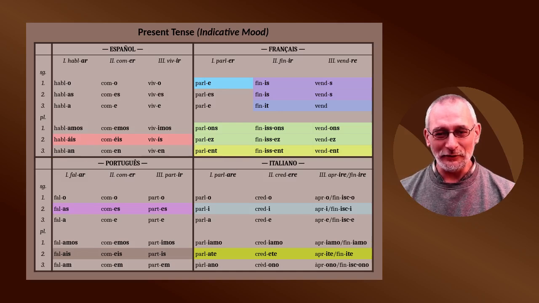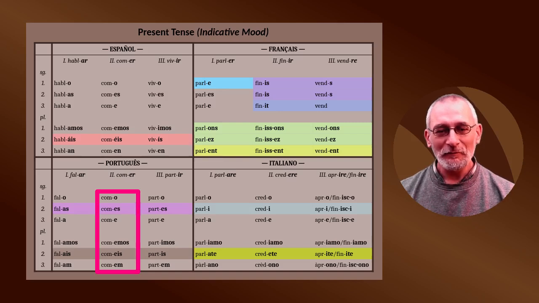If we look at the remaining languages, we can see that the Portuguese conjugation is practically the same. So falo, falas, fala, falamos, falais, falam. The same applies for the second group and the third group of verbs. So the second group is, as we can see, como, comes, come, comemos, comeis, comen. And in Portuguese, como, comes, come, comemos, comeis, comem.